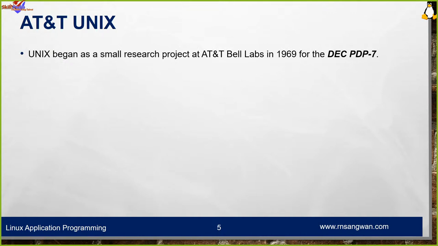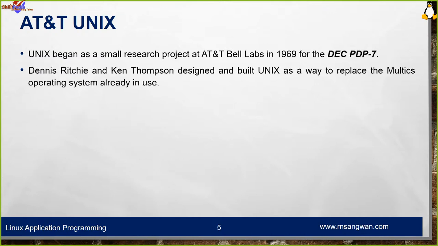AT&T Unix. Unix began as a small research project at AT&T's Bell Labs in 1969 for the DEC PDP-7 machine. Dennis Ritchie and Ken Thompson designed and built Unix as a way to replace the Multics operating system already in use.